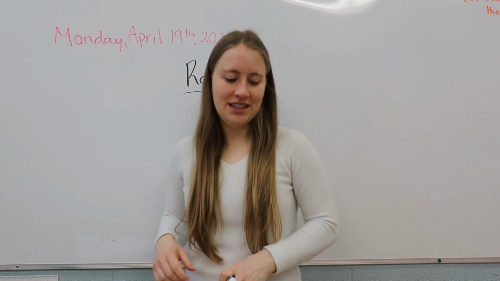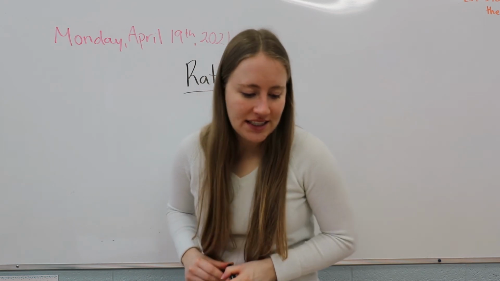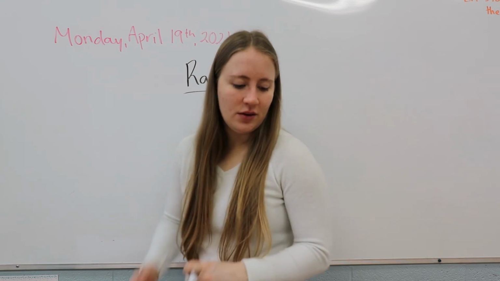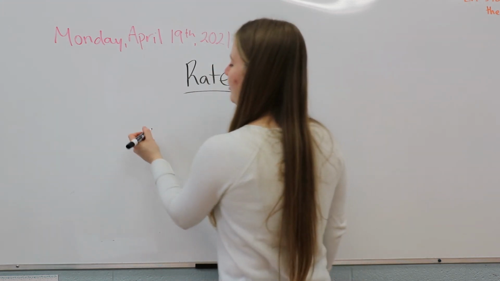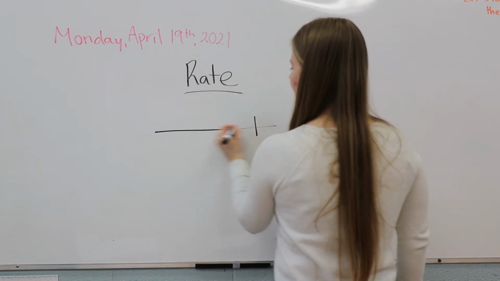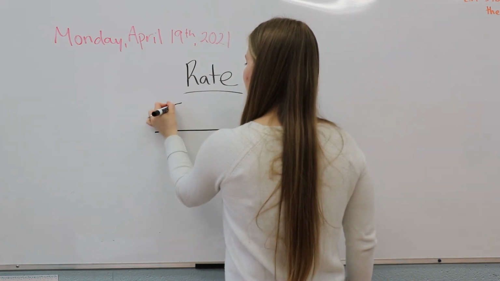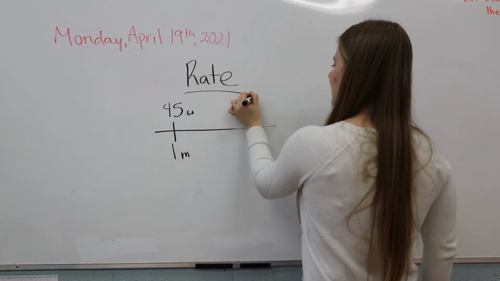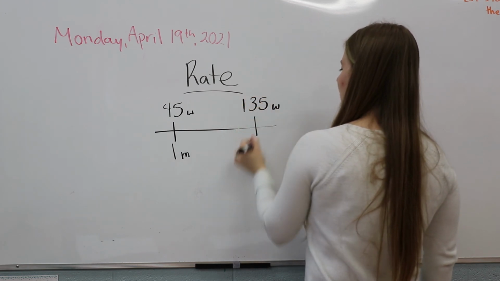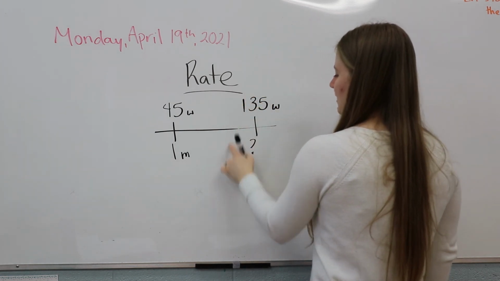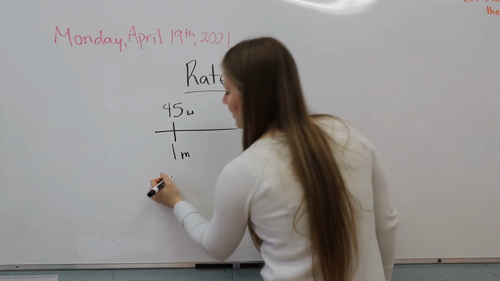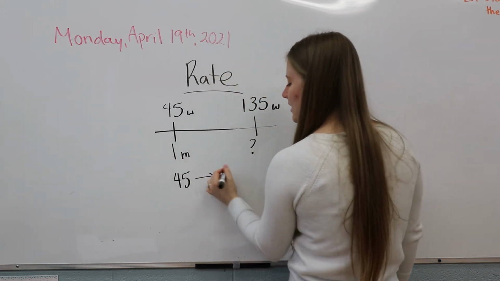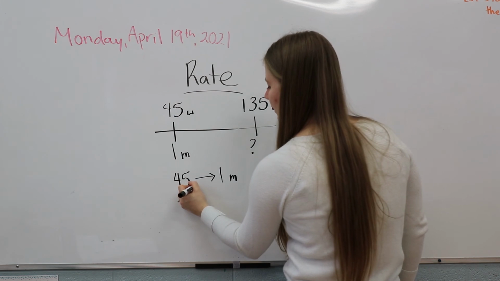This is question number 6 in the textbook. It says Mrs. Ricci types 45 words per minute. At this rate, how long will she take to type 135 words? Again, we're going to start with our line diagram. We know that we have 45 words for 1 minute, and it's asking us how long it will take her to type 135 words. So this is our question, a value we don't know yet. Because we have two values for words, it goes on the left. The relationship we know is 1 minute for 45 words.